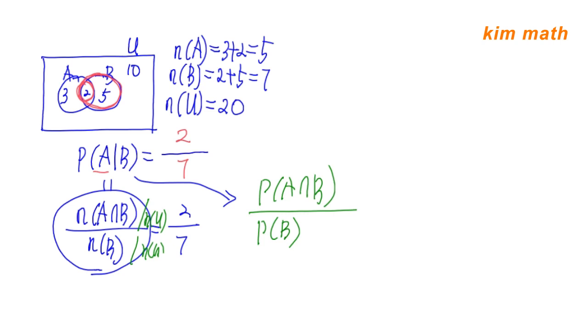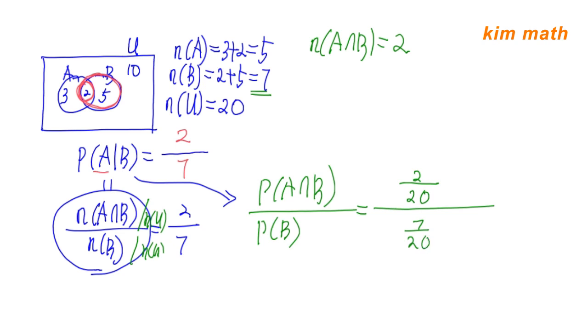We use all probability. Now, what is the probability of A and B? Here, the number of A and B is 2. So the probability of that situation is 2 over 20, right? And the number of B is 7 here. So the probability of B will be 7 over 20. And we easily know that this is the same as 2 over 7. Okay?